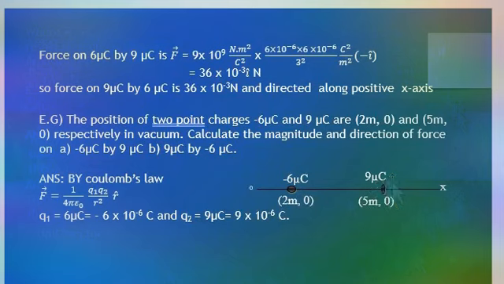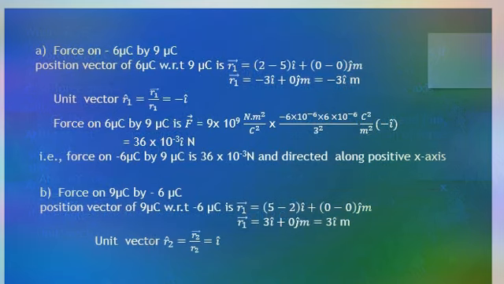Next, what is the force on 9 microcoulomb by minus 6 microcoulomb? Obviously it will attract, and attract means 9 microcoulomb will move along the negative x-axis. Again, likewise as before, if you calculate everything and use the values, you can show it as it has been shown in the writing. Clear?